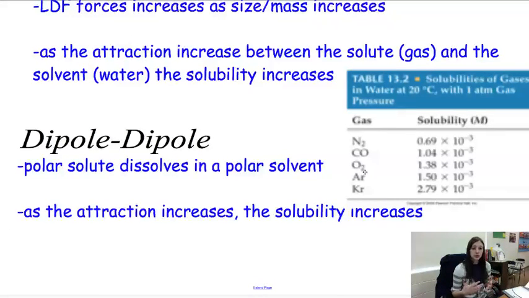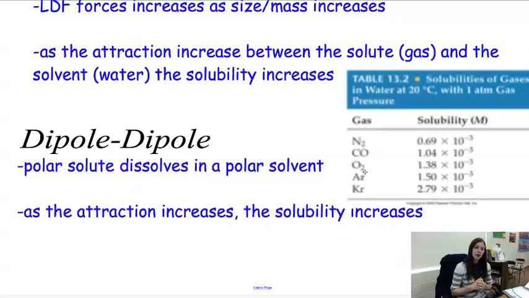So it makes it easier then for the gas to dissolve in water, which kind of makes sense because you're getting water, which is polar, and a London dispersion force, which is nonpolar. So your water is trying to rip apart something that is nonpolar. As they get closer in strengths, your solubility actually goes up.